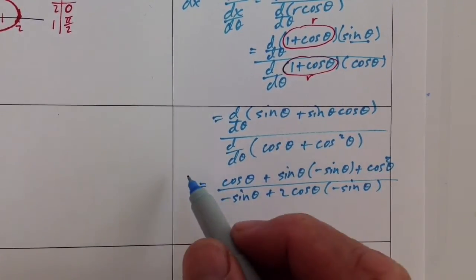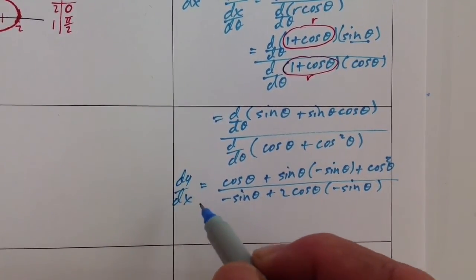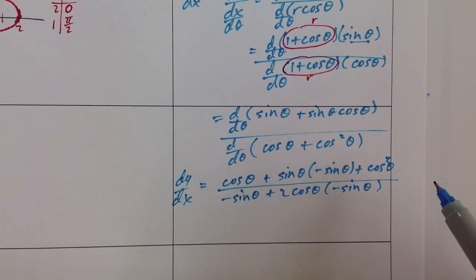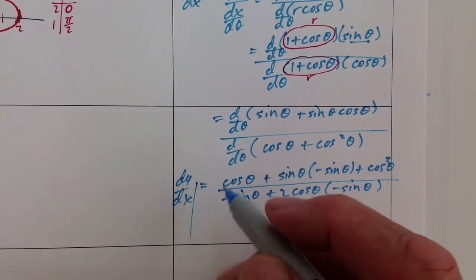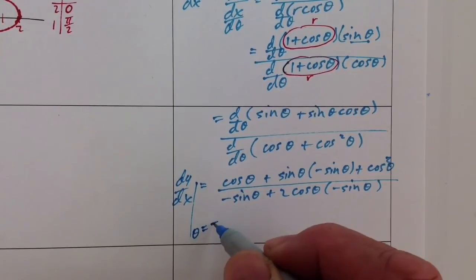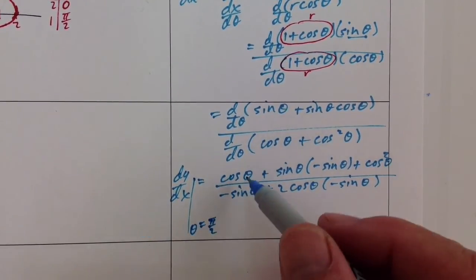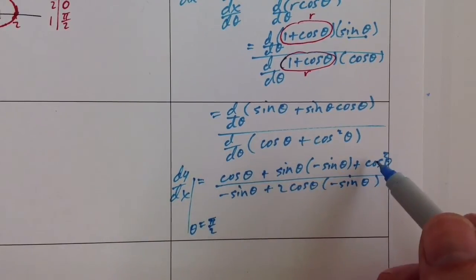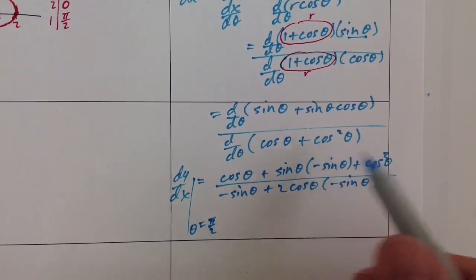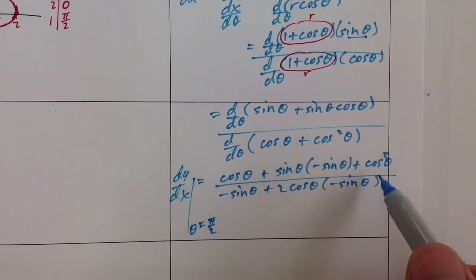the dy dx, okay? What we wanted, though, was dy dx at the moment when theta was equal to pi over 2. Now, fortunately, there's nothing else to do other than plug pi over 2 in for theta. And the good thing is that some of these terms are going to go to 0, and the other ones are going to go to 1.